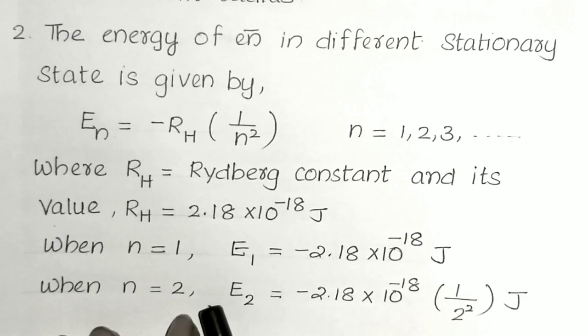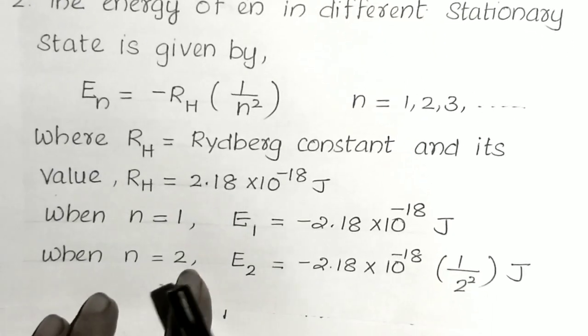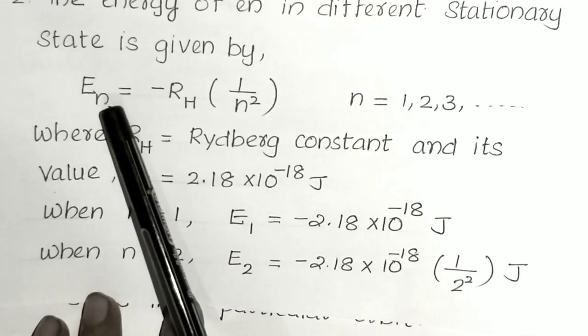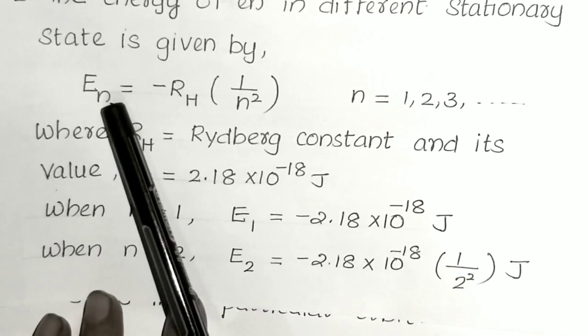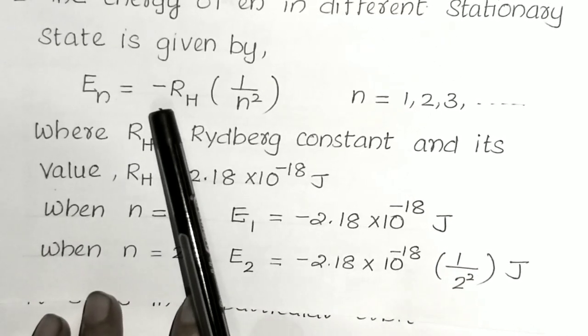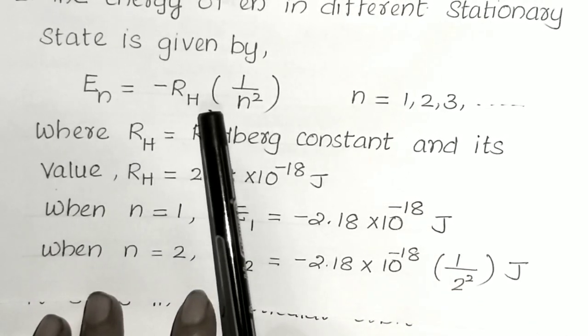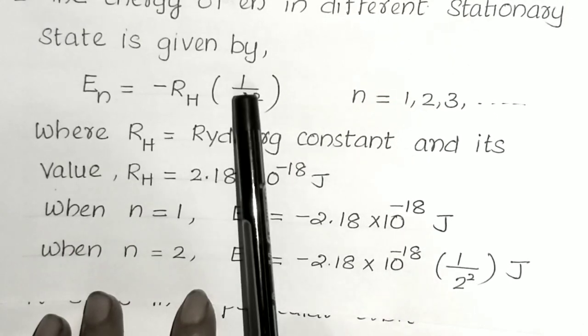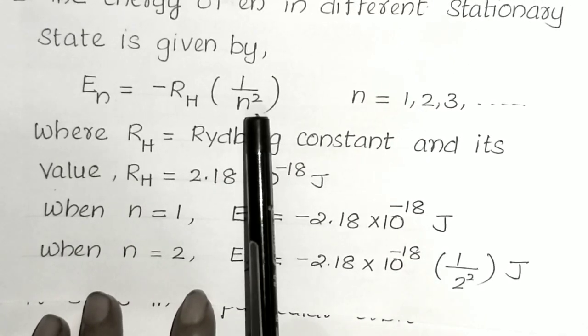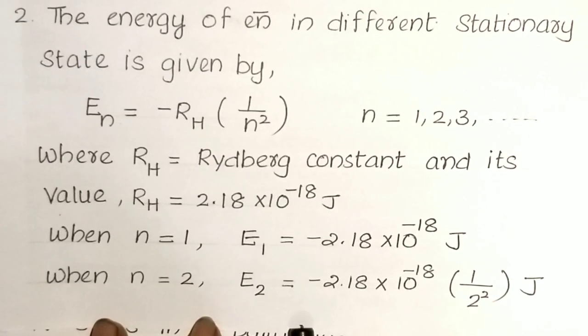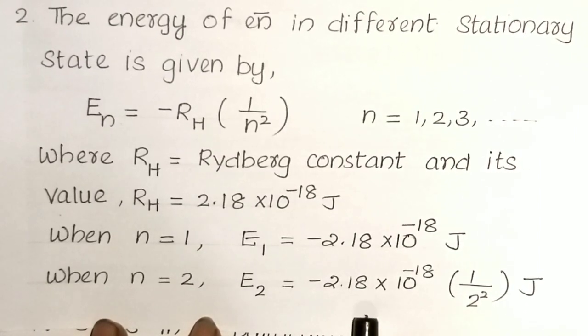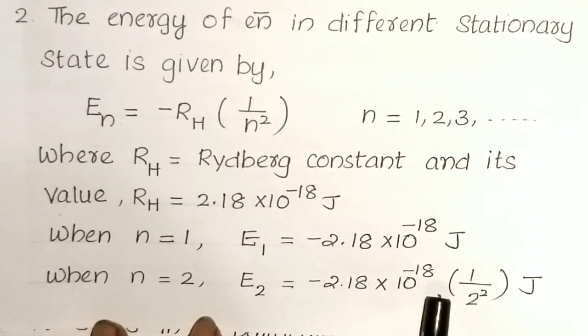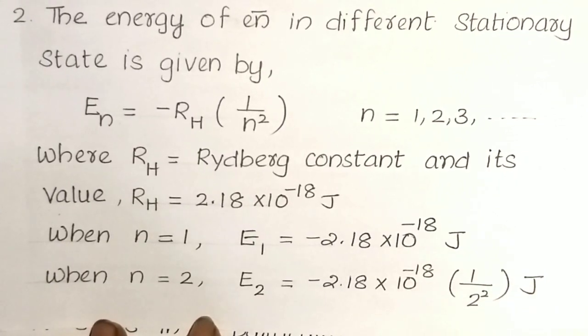When n is equal to 2, we substitute this in the equation, then we get E2. E2 is equal to minus 2.18 into 10 raised to minus 18 into 1 by 2 square. Similarly, we can write E3 is equal to minus 2.18 into 10 raised to minus 18 into 1 by 3 square joules, etc.